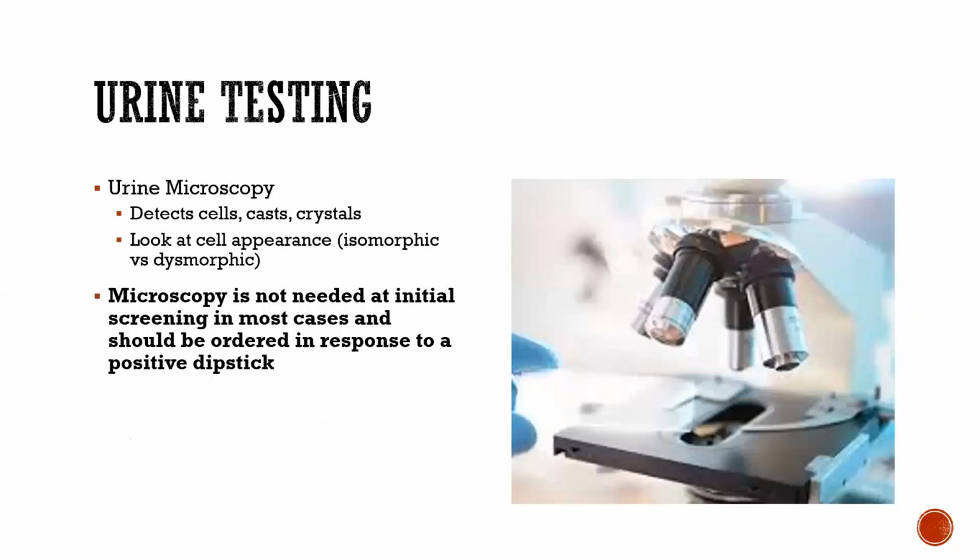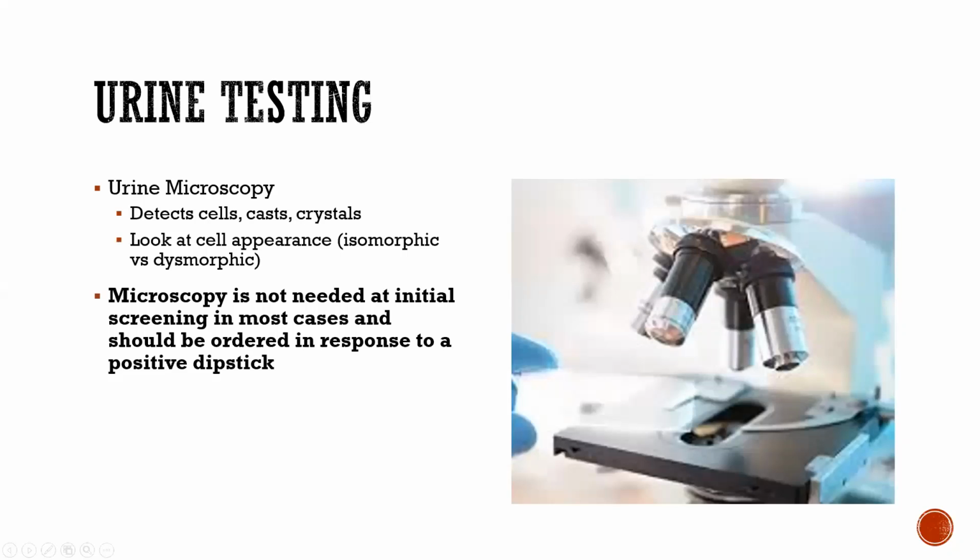So urine microscopy actually looks at the cells, can look for casts and crystals, and it can look at the appearance of the cells, which is important at telling what's the cause of the microscopic hematuria. You may have heard terms isomorphic versus dysmorphic hematuria, which we'll talk a little bit more about.